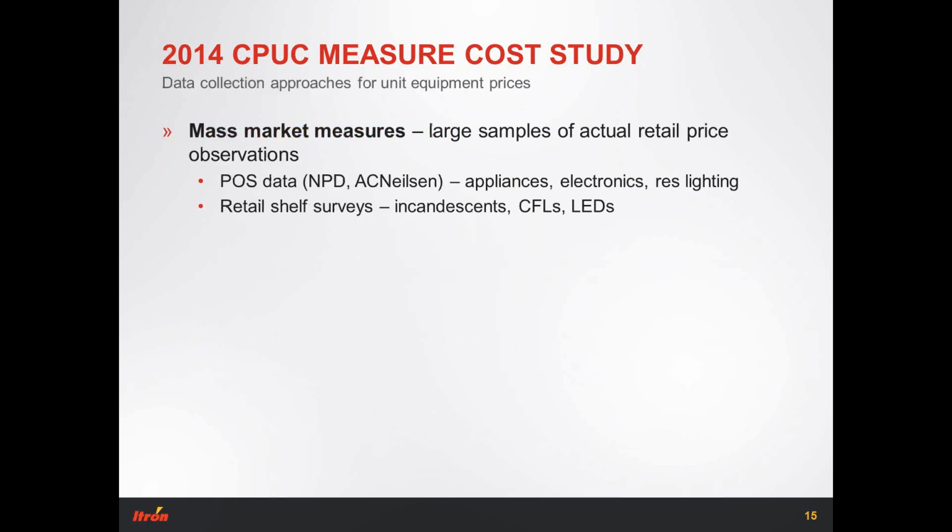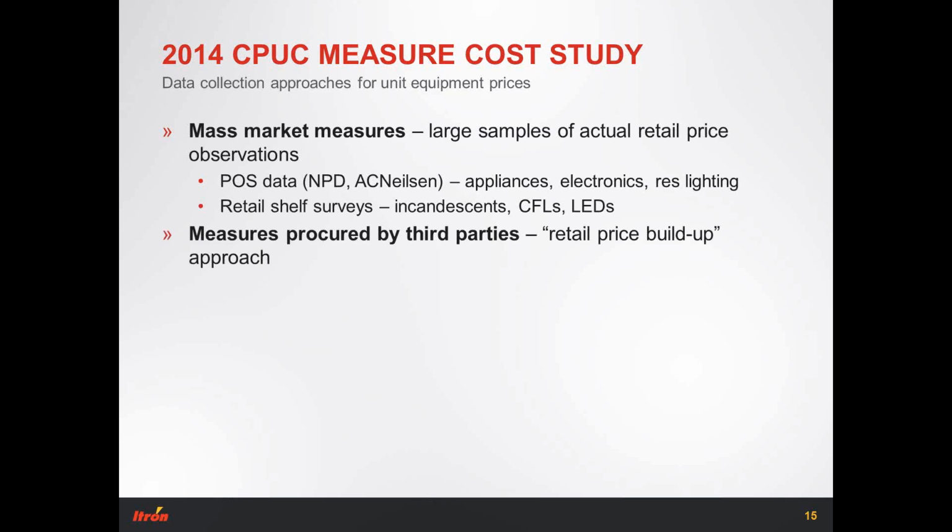So it was a significant, large effort. On the data collection side, for unit equipment prices, we basically had two strategies. For mass market measures, meaning anything that was sold directly to customers, we tried to assemble very large samples of actual retail prices, and then we leveraged as much point-of-sales data as was available. This is covering appliances, electronics, and residential lighting. The res lighting was supplemented by a large retail shelf survey effort that was done by another firm as part of a different evaluation that was going on. We got to leverage that.